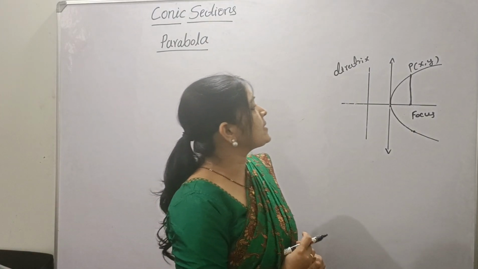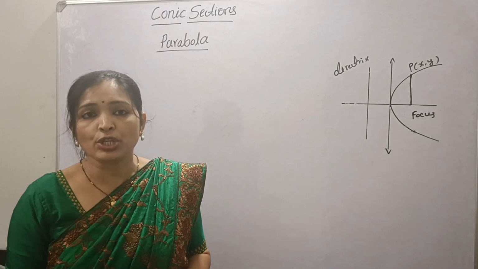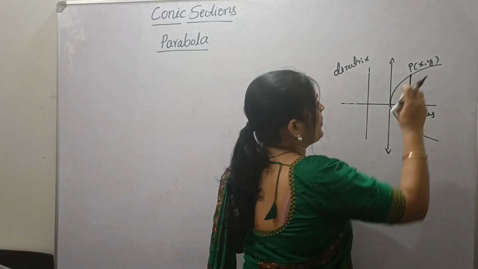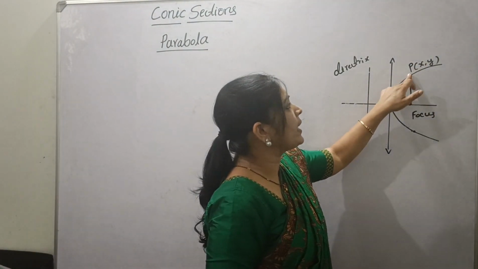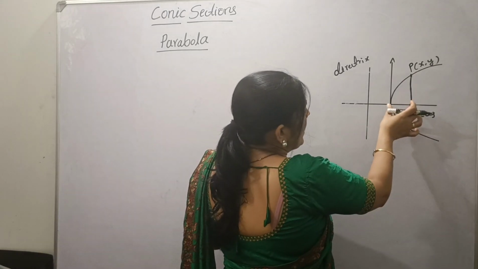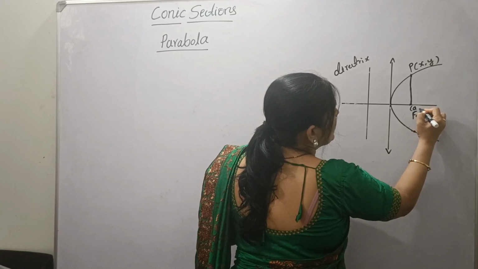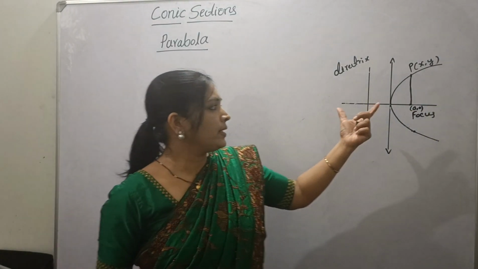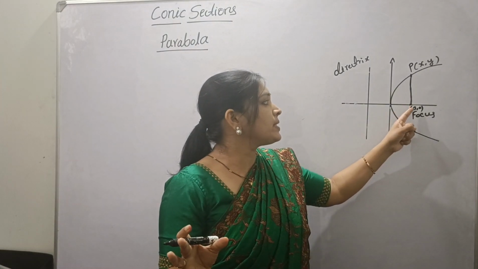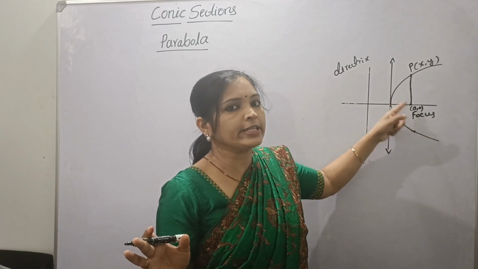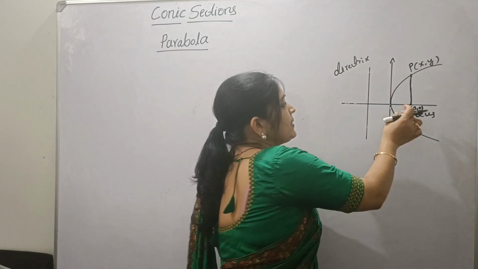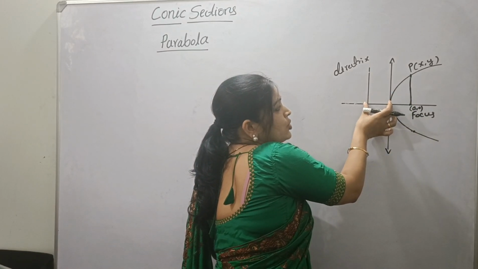So now let us find the equation of the parabola. We have taken any point on the parabola, P(x, y). Let the focus be (a, 0), so let the distance from the origin to the focus be a. Therefore this point is (a, 0) because it is on the x-axis.